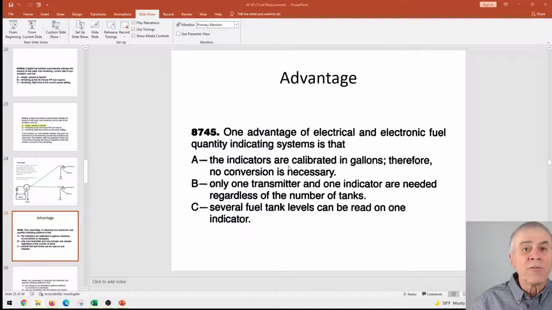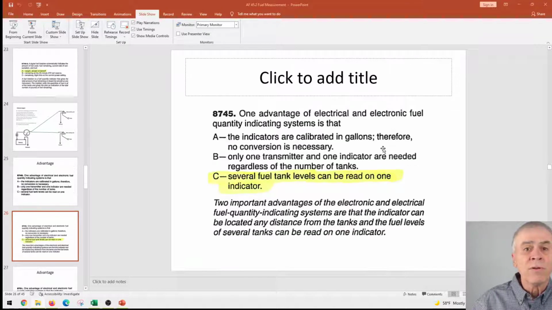Similar to the question we saw before, the indicators are calibrated in gallons? No. The electrical may be, but the electronic is not. Only one transmitter or one indicator is needed, irregardless of the number of tanks? No, you need at least one transmitter in each tank. So several fuel tanks can be read on one indicator.